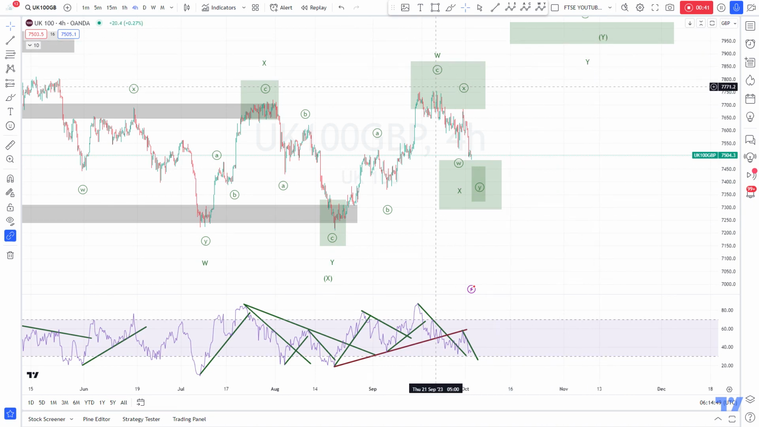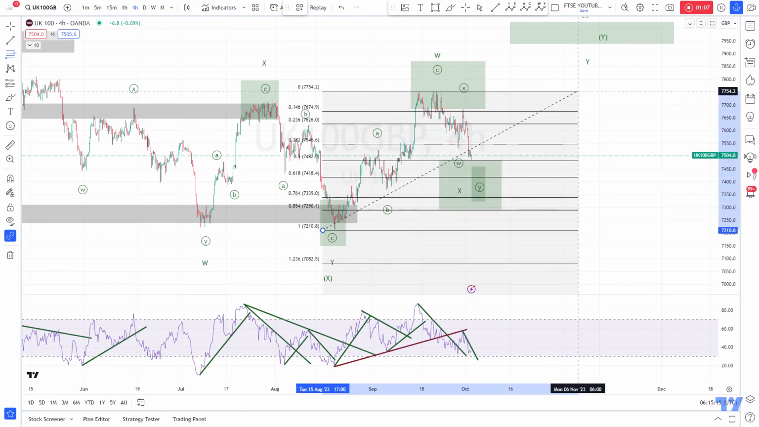Excuse me. And yeah, so the wave W played out here as an A B C structure, and so now we are looking here at this wave X. We are approaching this wave X area. If we take the length of the wave W, then we know that the wave X should go into the area between the 0.5 and the 0.854 FIB retracement.